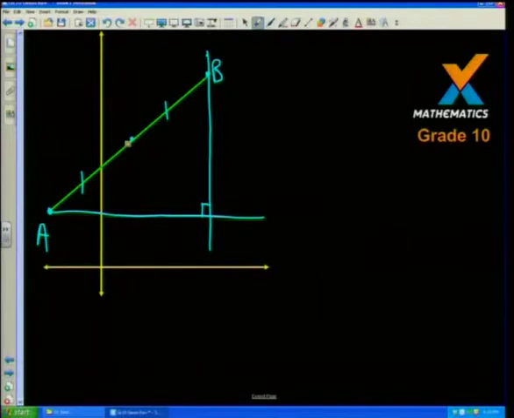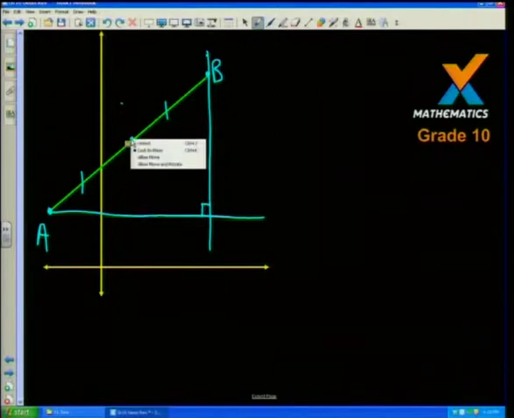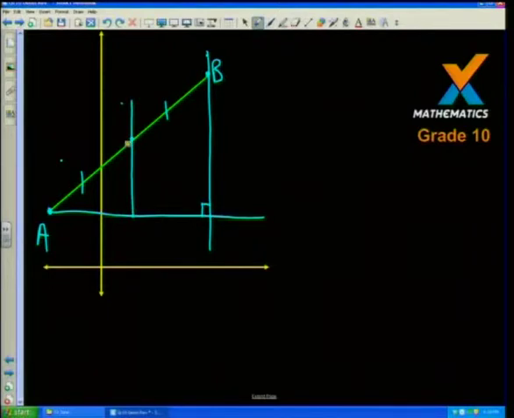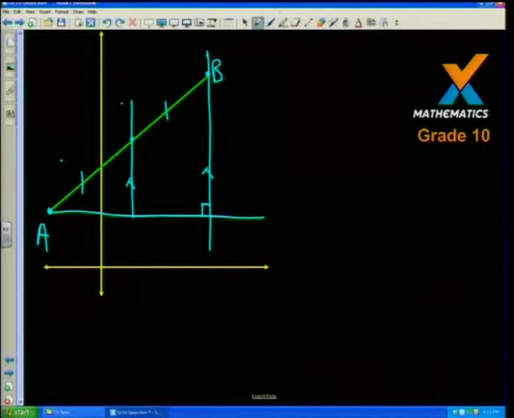From this midpoint, if I draw a line that runs parallel and goes through that point, that line here will be parallel to the vertical over there. So at that point there, it would halve the horizontal line as well.